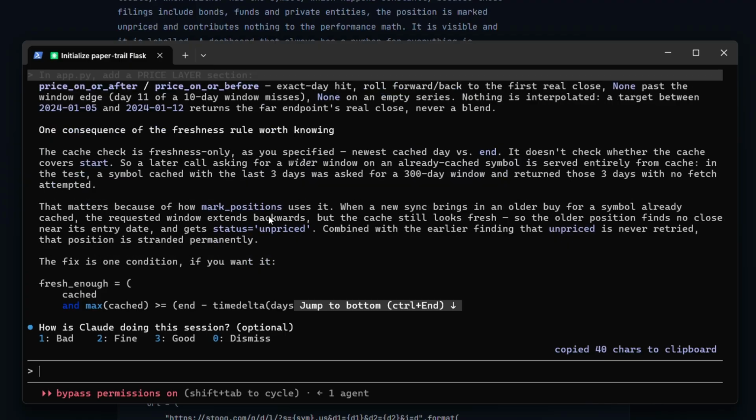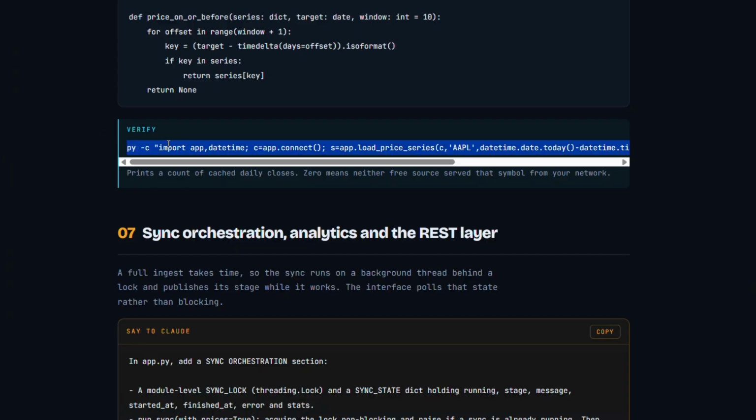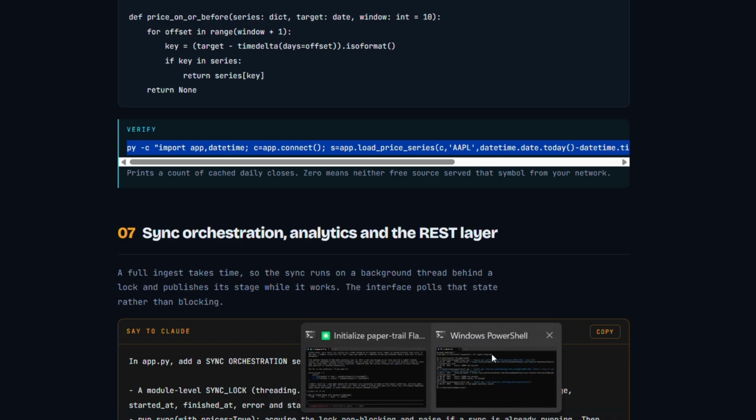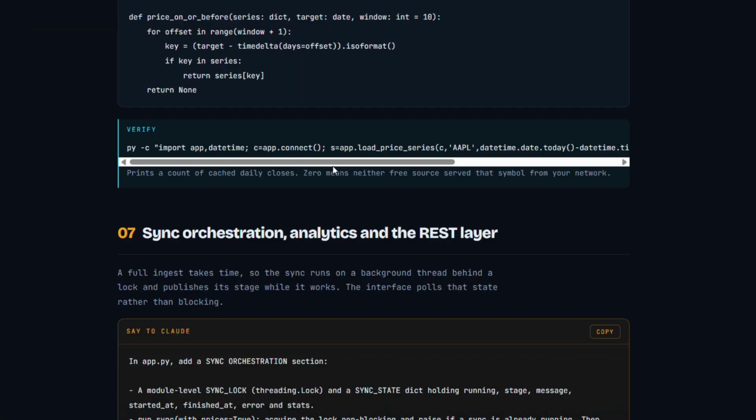It is visible, it is labeled, and it contributes nothing to the portfolio value. That is uncomfortable to look at, and it is the correct behavior. A dashboard that always has a number for everything is telling you something about its confidence that is not true.